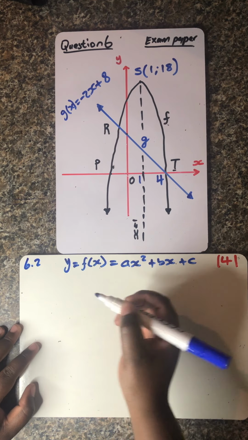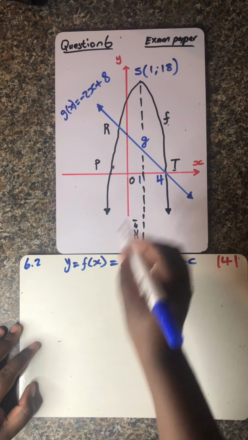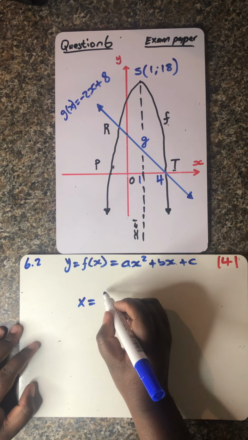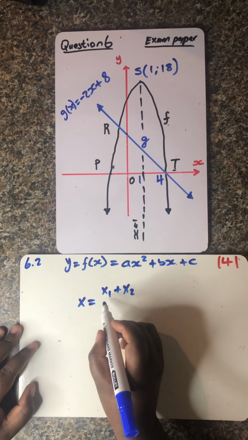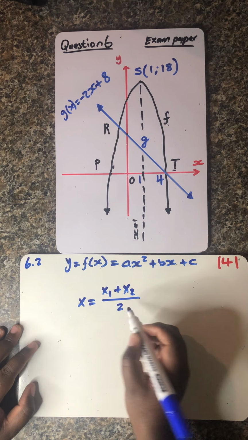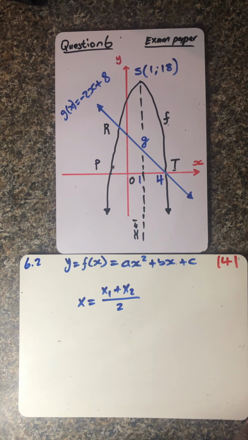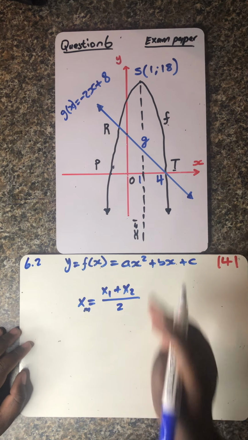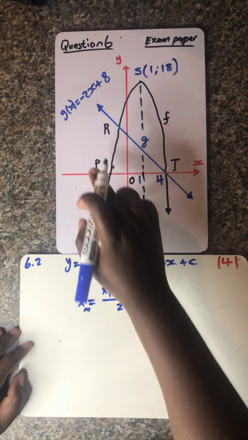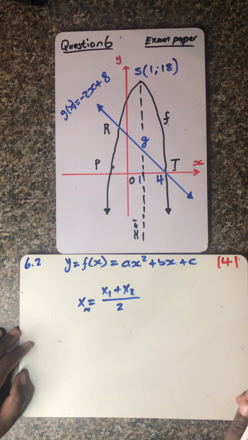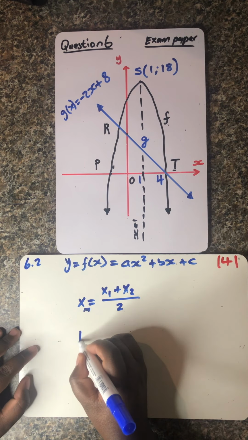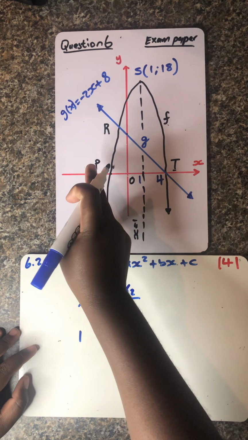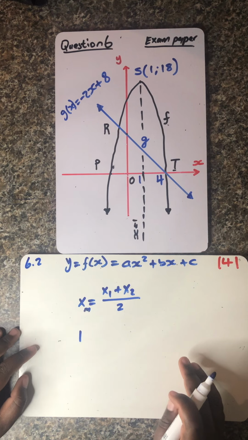You remember the midpoint formula, ladies and gentlemen. x is equal to (x1 plus x2) over 2. Let's say xm is x at the midpoint of t and p. What I'm trying to say is that we know that point over there is 1. This is the midpoint of the points p and t.